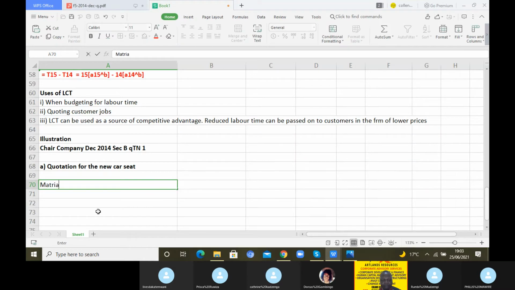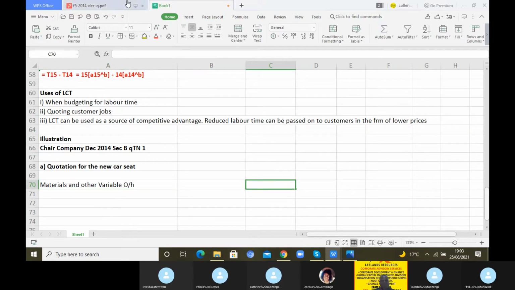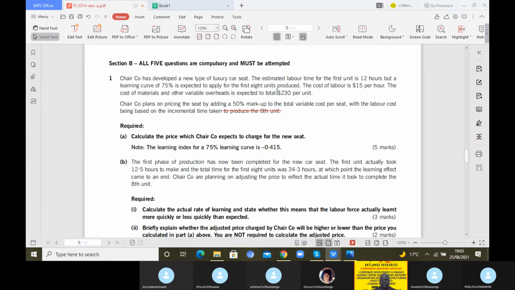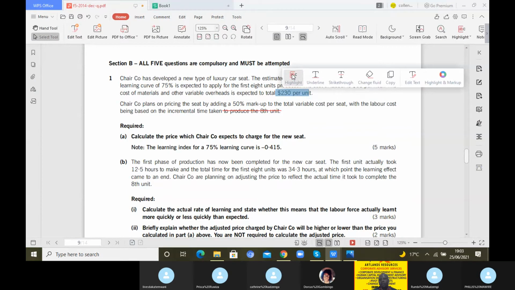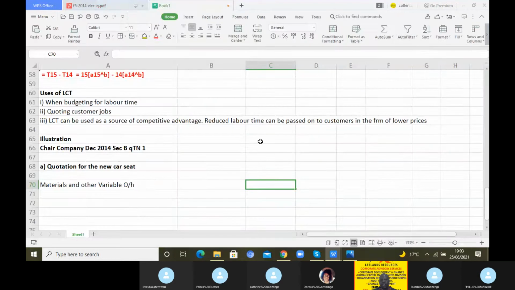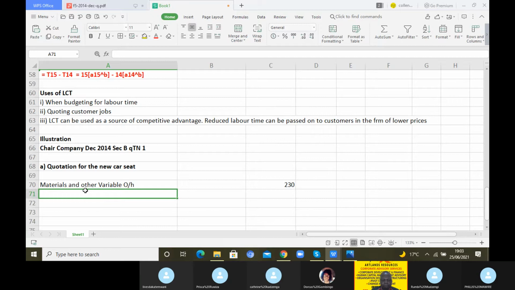Materials and other variable overheads, they are saying it's 230. Materials and such are not affected by learning. There's no learning effect on these ones. Remember, we said learning applies when production is labor intensive, so it applies to labor. And then you write direct labor.